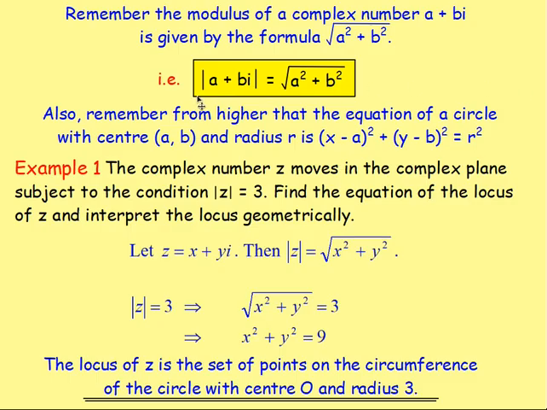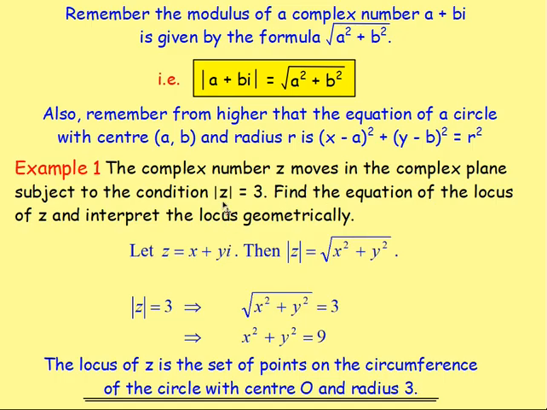What we need to do is think about working out the modulus, which is going to be the square root of a squared plus b squared. That's how you get the modulus of a plus bi. We have to use that along with some other knowledge. A lot of the time it's going to be the equation of a circle. So the equation of a circle from higher: x minus a all squared plus y minus b all squared equals r squared.